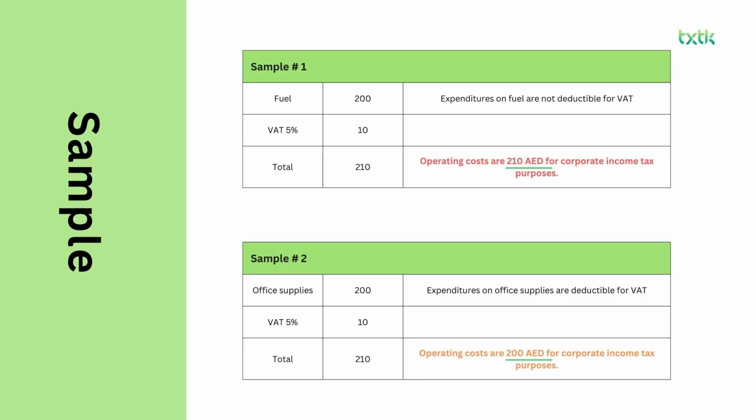For example, if you spend 210 AED on fuel, with 200 AED as fuel cost and 10 AED as value-added tax, since you cannot deduct VAT for fuel expense, the operational cost is 210 AED here. On the other hand, if you purchase office supplies for 200 AED with 10 AED as VAT, since you can deduct VAT for office supply expenses, the operational cost here is 200 AED.